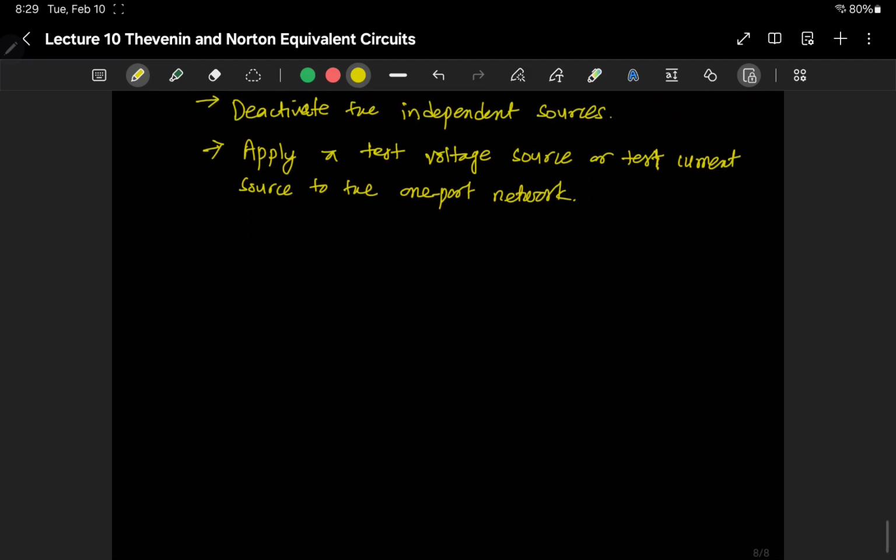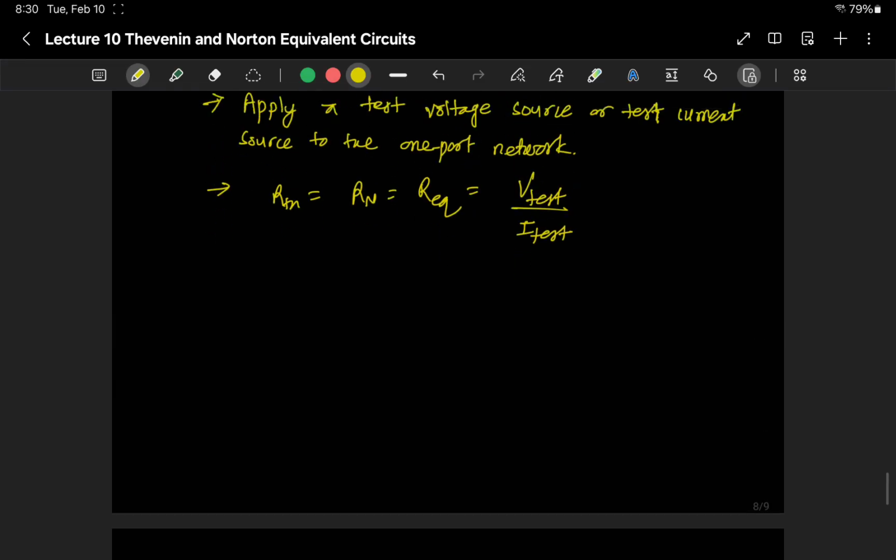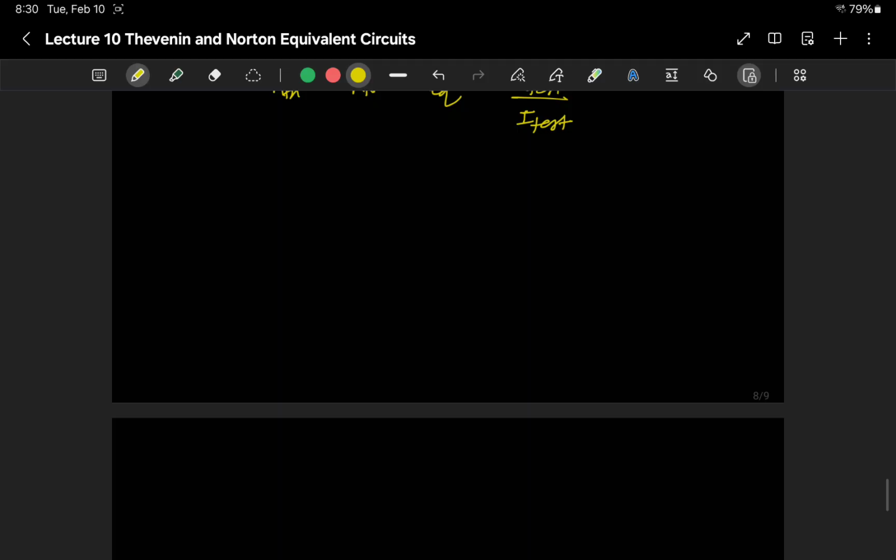Okay, and after that we can calculate RTH, which is equal to RN, which is equal to R equivalent, is the ratio of the test voltage divided by the test current, that is calculated based on the test voltage. Okay, this might be confusing, so we'll just start with an example and that will clear up things.